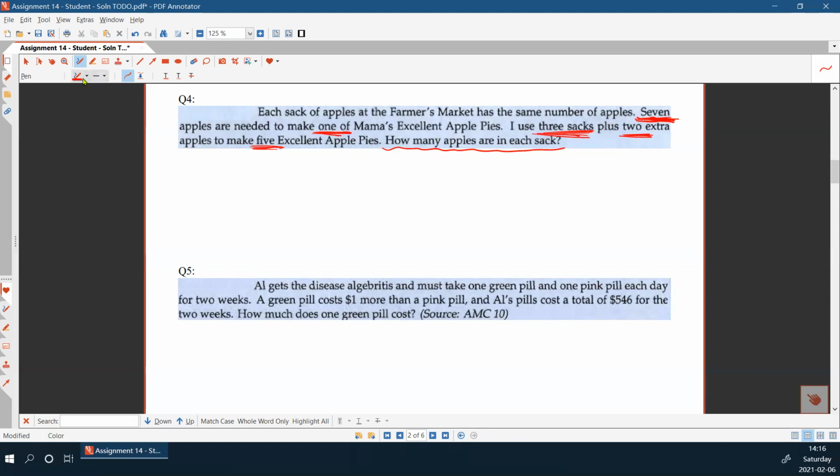So this is your unknown quantity, right? So we can use a letter X to denote the number of apples in each sack.